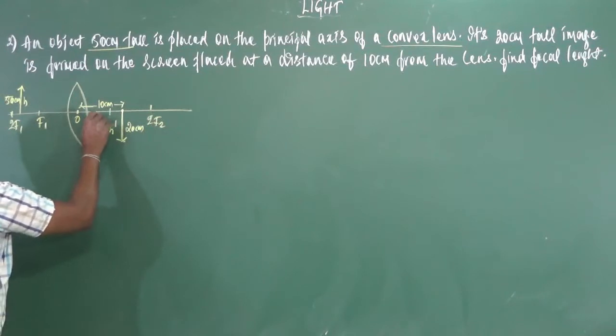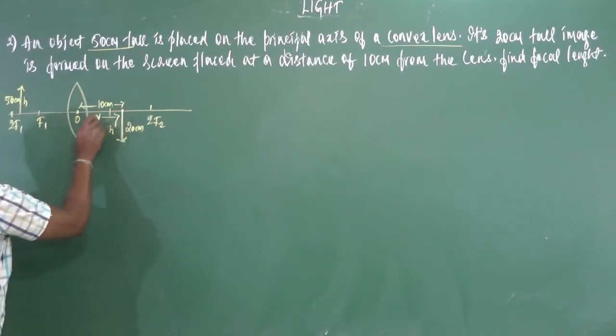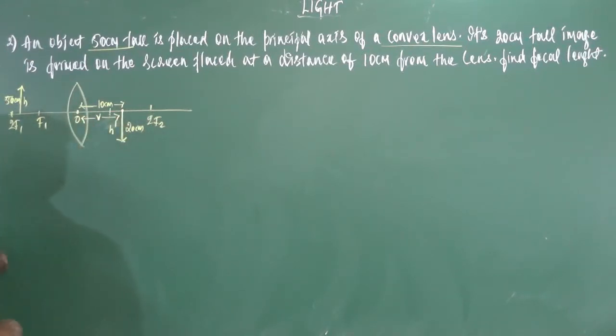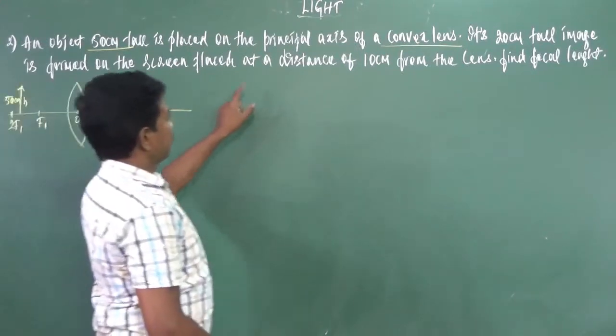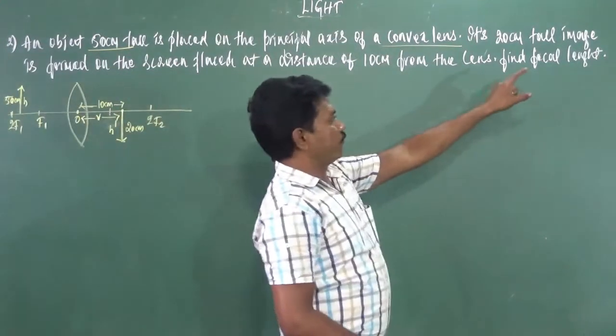So here, this is the image distance, that is, we have to take this as v. So v is the image distance, given as 10 centimeters, h dash is the height of the image, which is given as 20 centimeters, and this is the height of the object, which is taken as 50 centimeters. So what we have to find out here is the focal length of the lens.